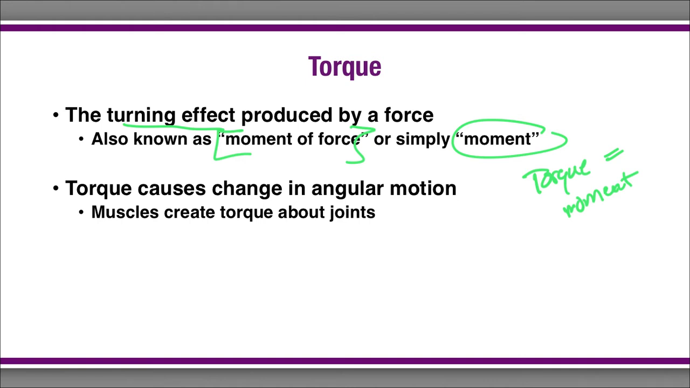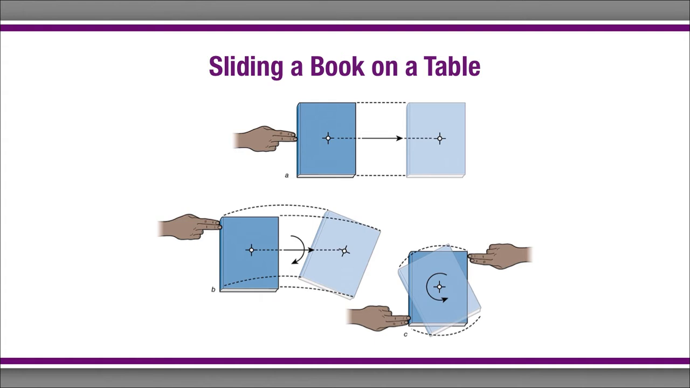So torque causes change in angular motion. For the sake of human movement and exercise, muscles are what create torque about joints. If we use the example of sliding a book on a table as a way to represent torque versus linear translation, we can go through three different scenarios, A, B, and C, in which the force applied is at a different point on the book and in different directions.